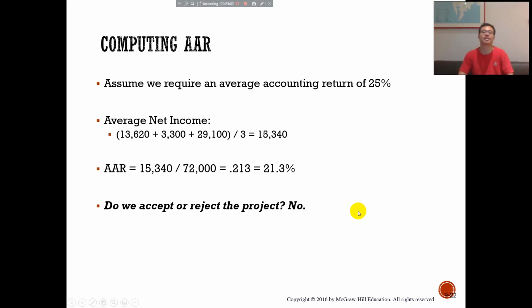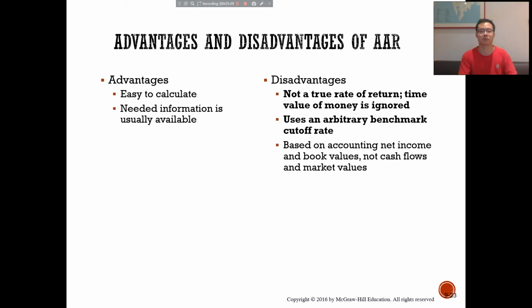So do we accept or reject this project? No, we reject this project. Advantages and disadvantages of AAR. The advantage is that it's very easy to calculate. It's even easier than the payback period. And the needed information is usually available because for any firm, every year you always have net income. If you have the net income and book value, you can simply calculate the rates.